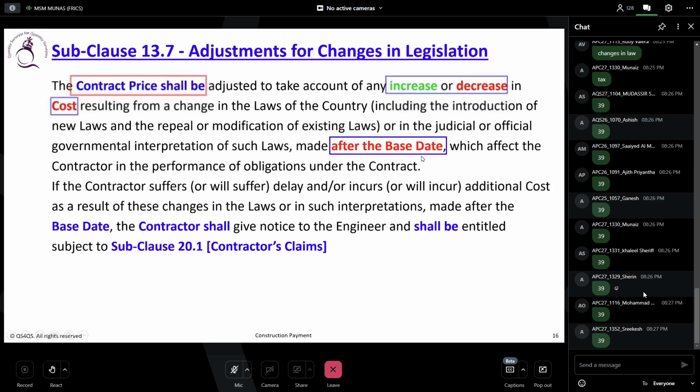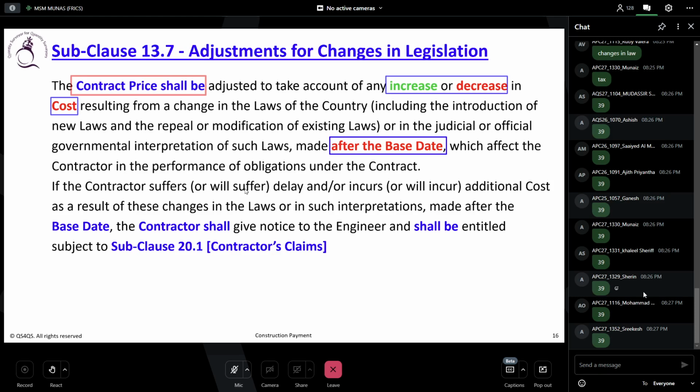What does the base date mean? You know this definition by heart right now. What is the base date definition? 28 days before the tender submission date. Yeah, 28 days prior to the submission date of the tender. Yes, very good. That is the base date. So anything that happens after the base date, you are eligible for this changes in legislation.